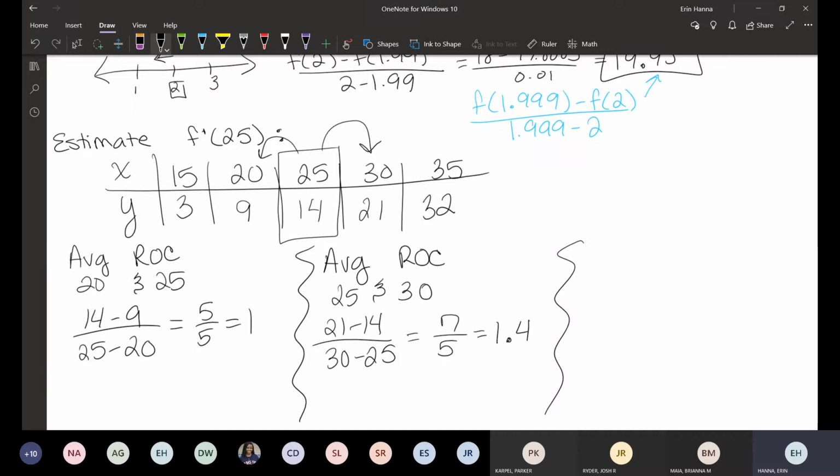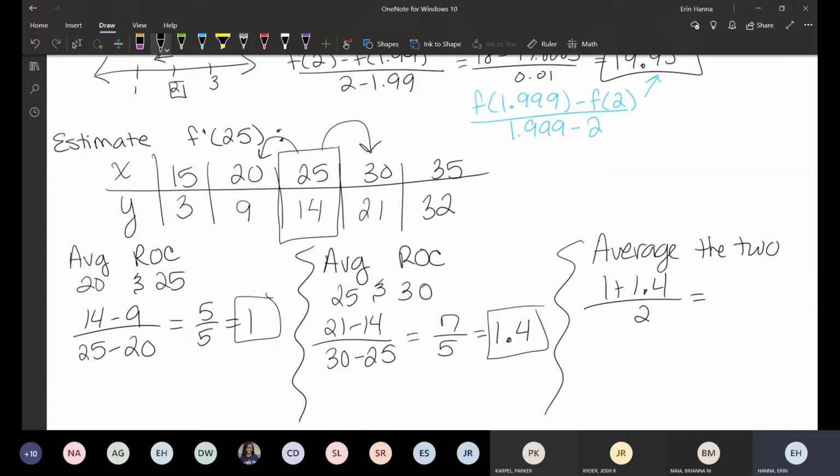And then once I have those two average rates of change, I want to average them together. It's unfortunate that we have average rates of change that we're averaging, but, you know. So we add the two up and divide by 2. 2.4 divided by 2 is 1.2. So your estimate for the derivative value at 25 would be 1.2. Questions, concerns?